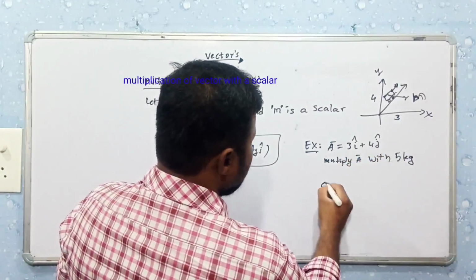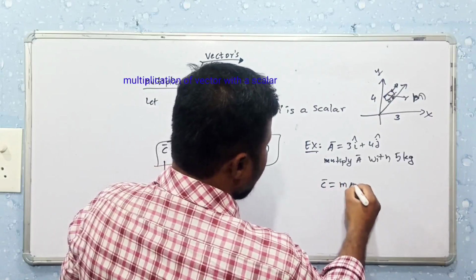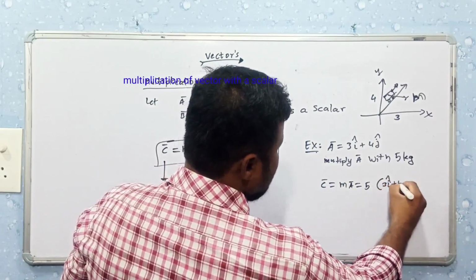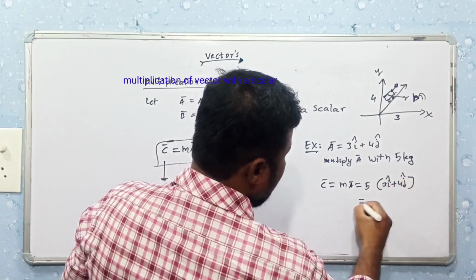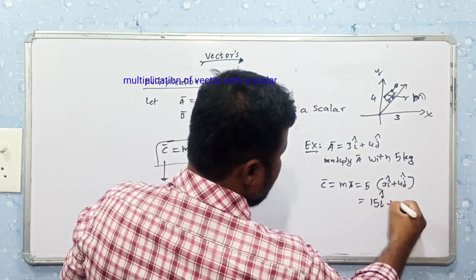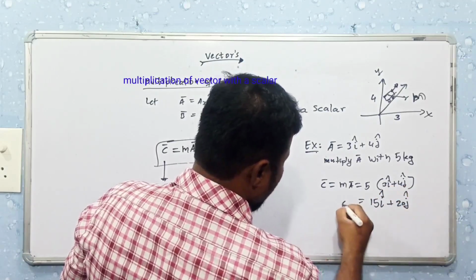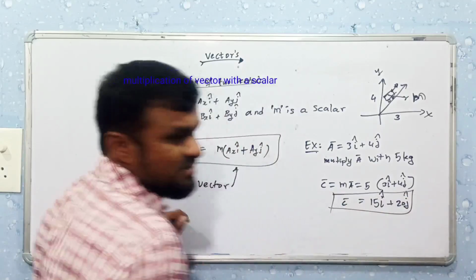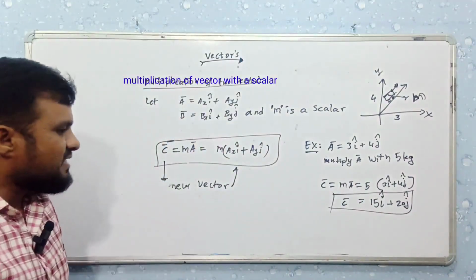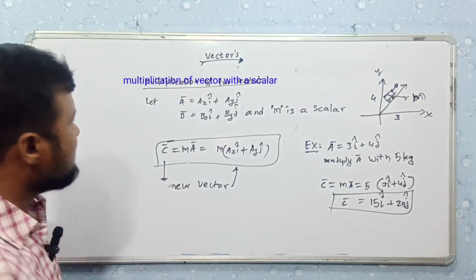A new vector will come. C bar is equal to m into A bar. That is, m is 5, A bar is 3 i cap plus 4 j cap. 5 3s are 15 i cap plus 5 4s are 20 j cap. This is the new vector C bar, the answer. In this way you can divide the vector also, division of vectors.